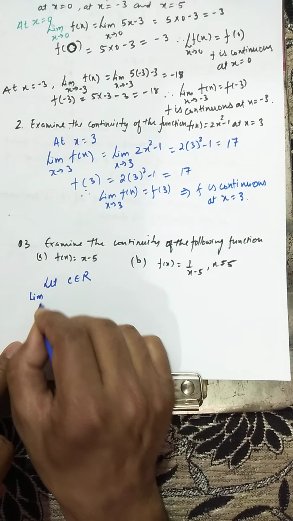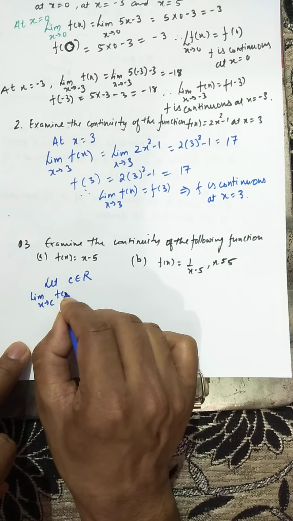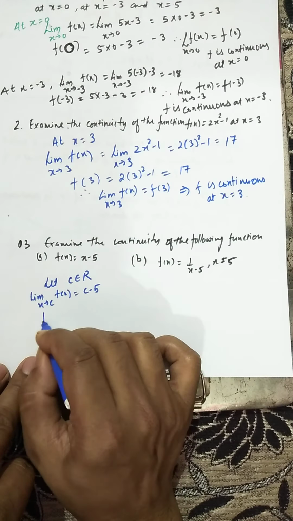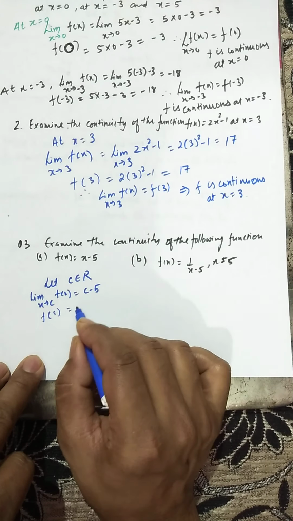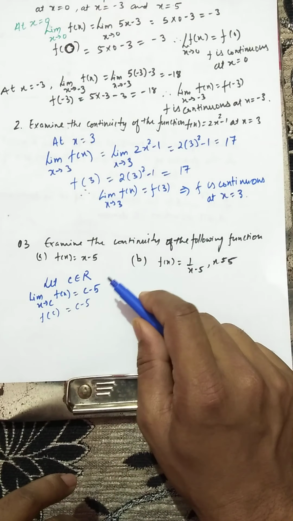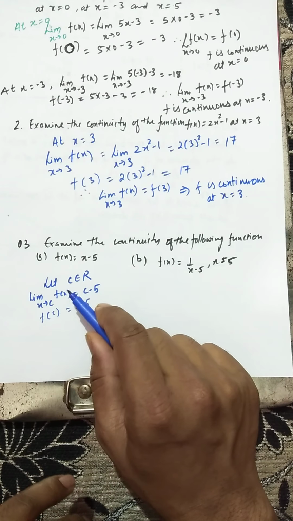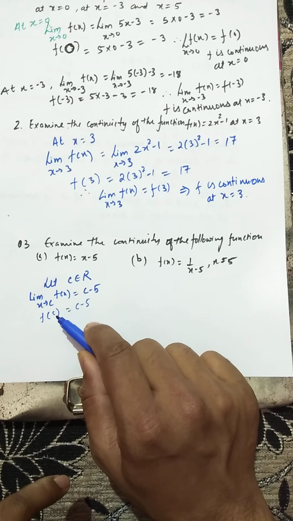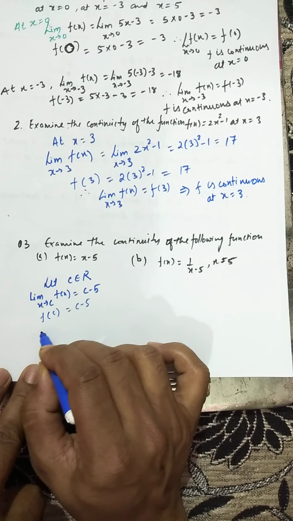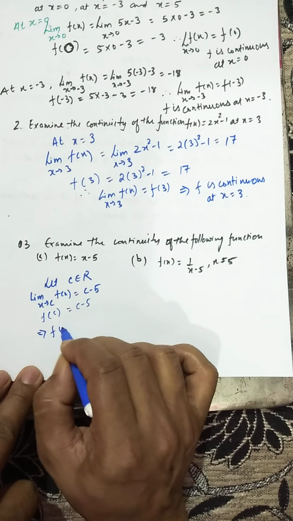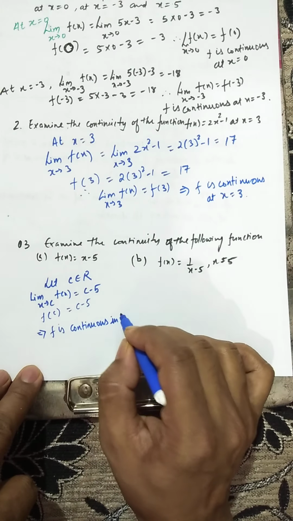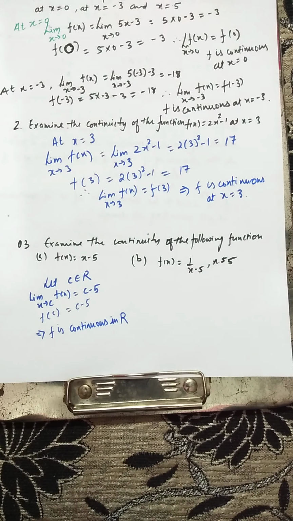So I am calculating limit x tends to C of f(x). This will be C minus 5, and if I put the value f(C), then this is again C minus 5. So whatever the value of C, the limit of the function at x equal to C and the value of the function at C will always be equal. So it implies that f is continuous in R. R means the domain.